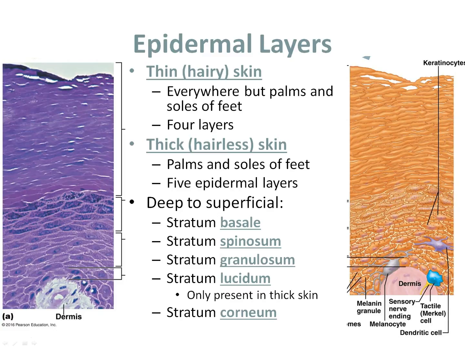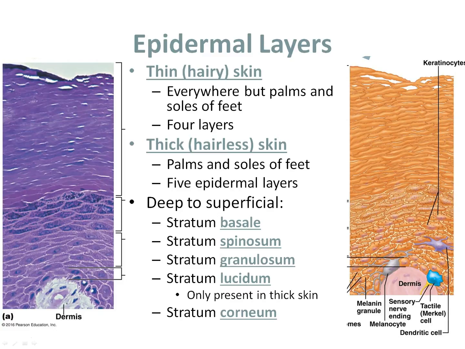So the epidermal layers. We have 4 layers in most of our skin, and this skin is called thin or hairy skin. We're not just talking about the hair on our head, but the little tiny hairs that are on most of our skin. We find this thin skin everywhere but the palms of our hands and the soles of our feet. This thin skin has 4 layers. Thick skin adds an additional layer. We find this thick skin on the palms and the soles of our feet. So I'll show you where that extra layer is.